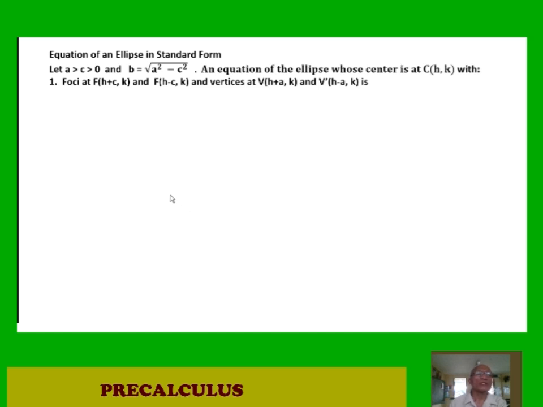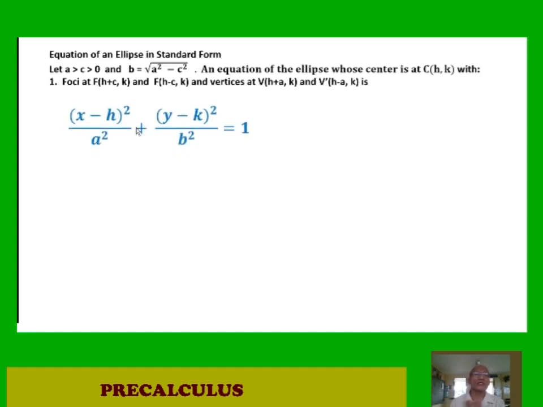Now, if an ellipse is no longer centered at the origin, the equation of an ellipse in standard form, where A is greater than C and C is greater than 0, and B is equal to square root of A squared minus C squared. If the center of the ellipse is no longer at the origin but at some point (h, k), the foci this time are F at (h plus c, k), and the other focus, this is F prime, and vertices.